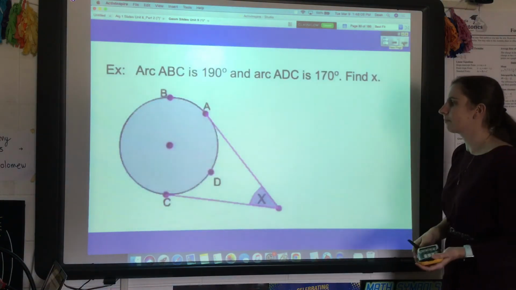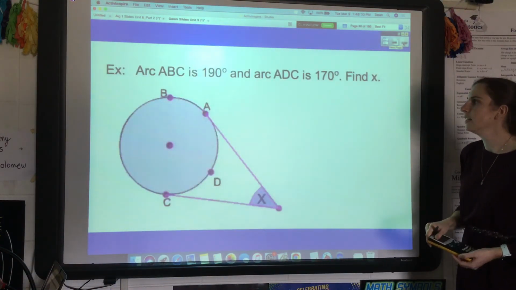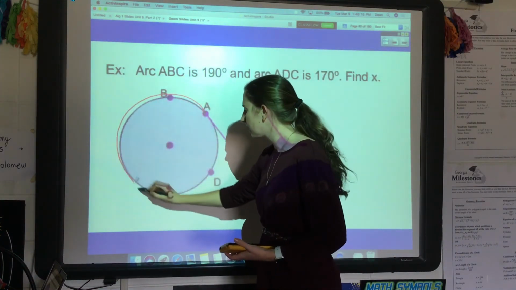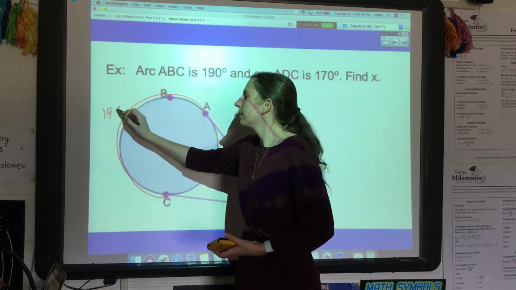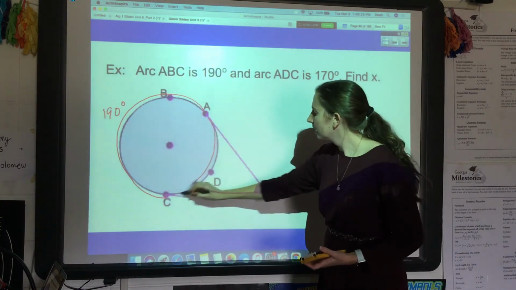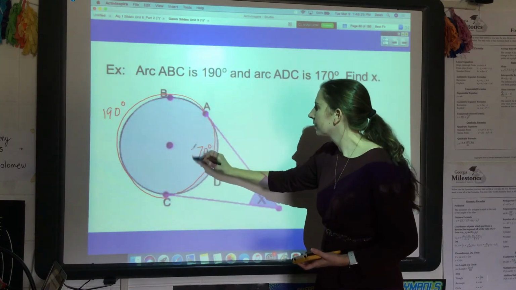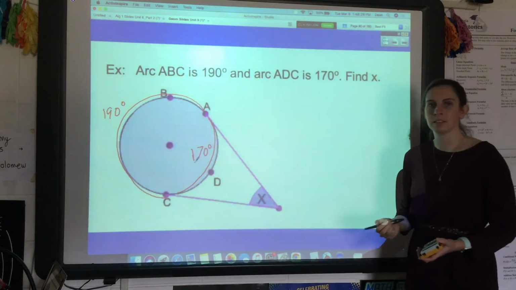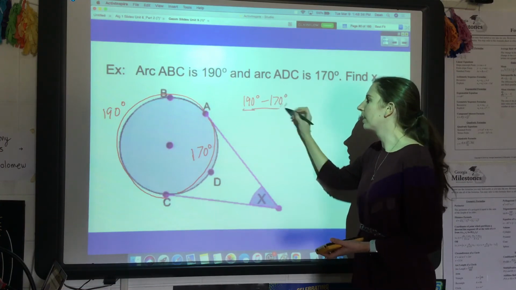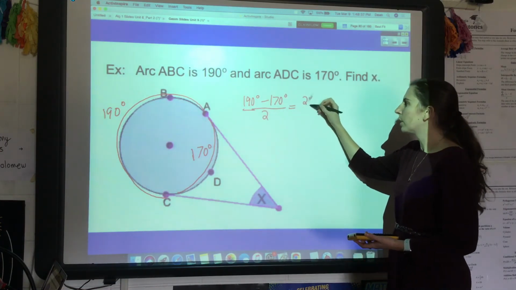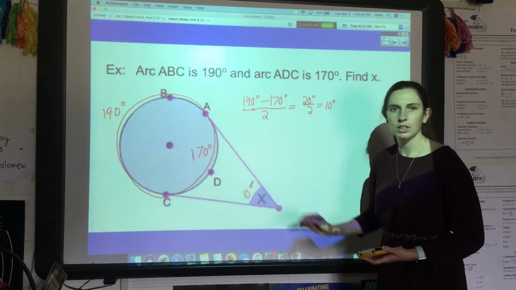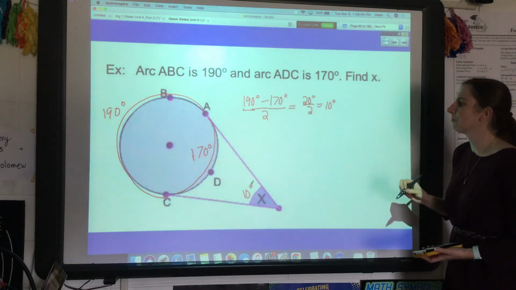Let's try a few. This is two tangent lines here. I know that arc ABC, that's the big arc, is 190. And arc ADC, the small one, is 170. I want to find x. So again, you just take the big arc minus the small arc and divide it by 2, which would be 20 divided by 2, which is 10. So this right here is 10 degrees, which is, again, not really to scale, but you get the idea.